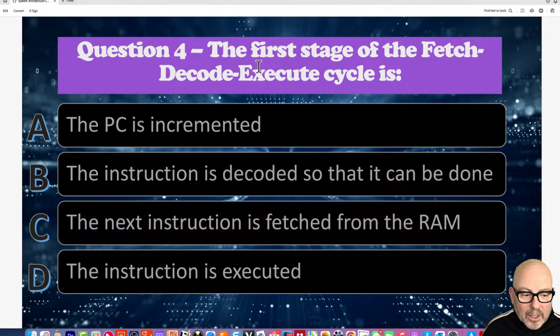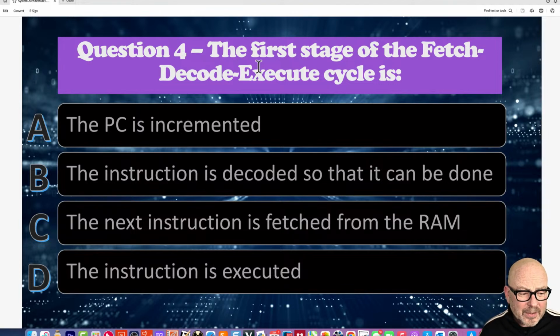What about this? The first stage of the fetch, decode, execute cycle is... Actually, you won't get this one right because it's probably too hard. Let's try it instead, see if that works. What is the first stage of the fetch, decode, execute cycle? Is it the PC is incremented? This is a higher level question. This is probably more like a 6, 7, 8, 9 type of question.